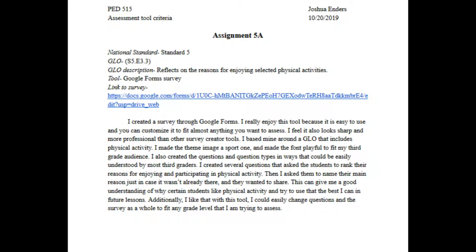For the assignment, the first thing I did was select my grade level outcome, and it's from Standard 5, S5, E3, 3 is the specific number. The description is reflects on the reasons for enjoying selected physical activity. I selected this grade level outcome because I knew that I was working with high school students and not this specific grade level that it connects with. And I knew that physical activity is across all grade levels as a broad term. So every grade level would be able to understand and figure out certain questions on a survey.